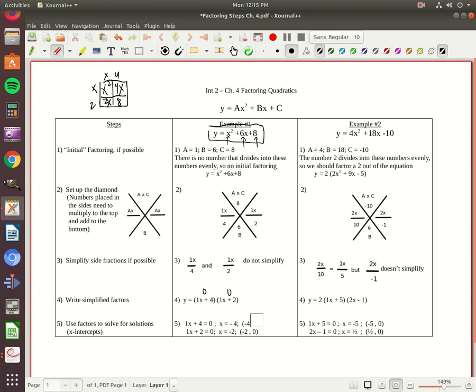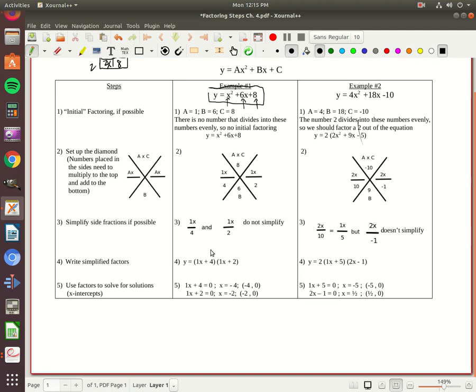So if I look here, here's what's happening in step 5. I'll kind of write this off to the side. Essentially, I'm saying y equals 1x plus 4 and 1x plus 2. And I want to know where the x-intercepts are. Well, think about these x-intercepts. I don't know what the x is going to be, but I know that the y is going to be 0. I hope that makes sense.